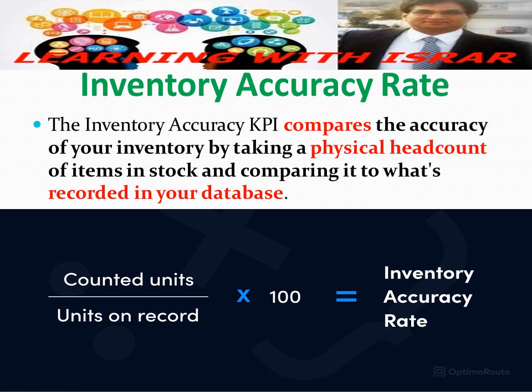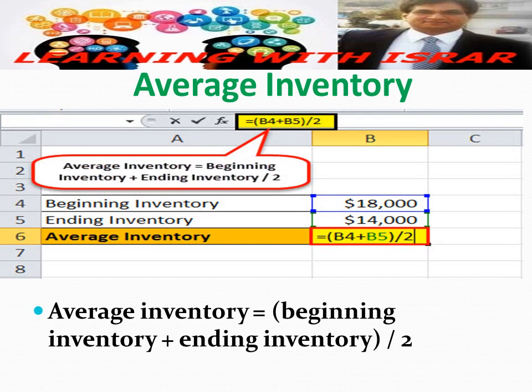so it comes to the inventory accuracy rate. Average inventory is beginning inventory plus ending inventory in a particular time period, divided by 2. So, for example, in the beginning we have 18,000 and in the end we have 14,000. We add both and divide by 2 to come to the average inventory.